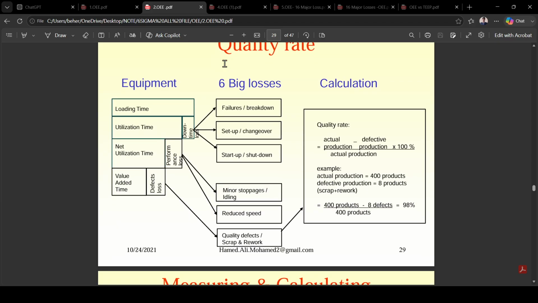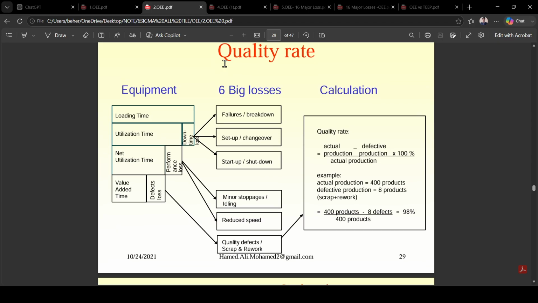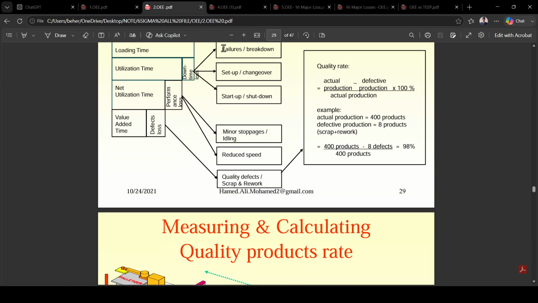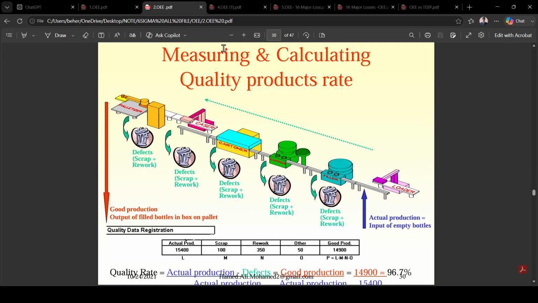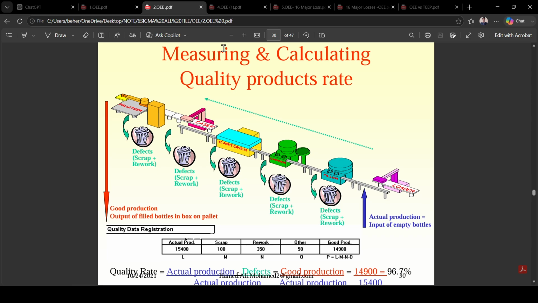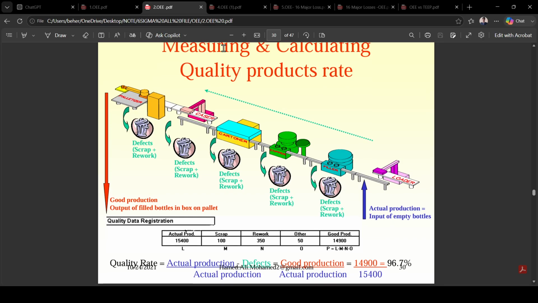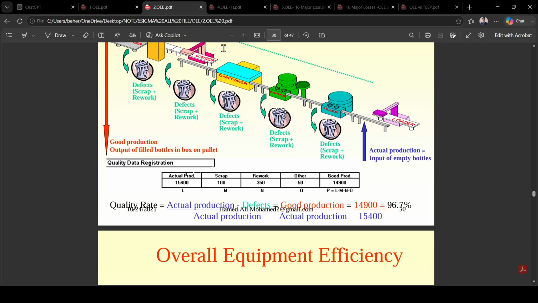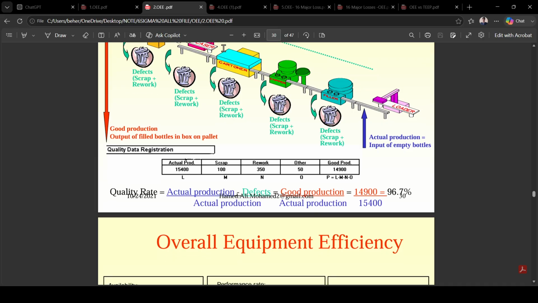Then the third one is quality rate. How to make quality rate, how to maintain it, you can do it. So measuring quality product rate. When you see that image, one by one it is explained in the production line. So quality data registration: actual production, defects. Good production equals actual production minus defects.